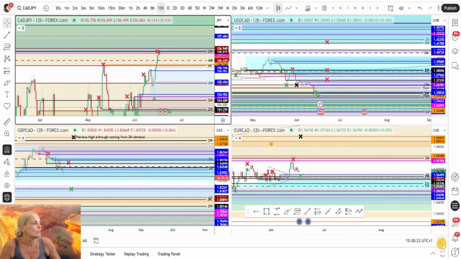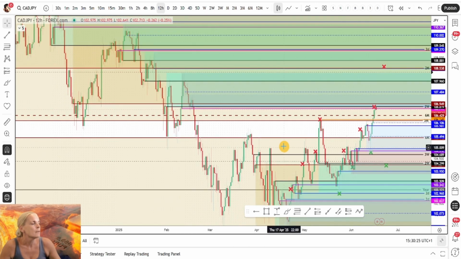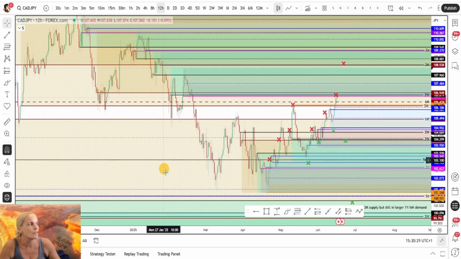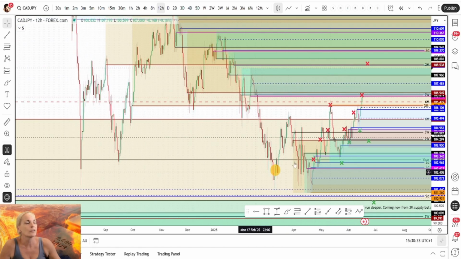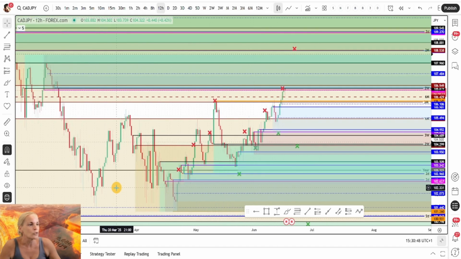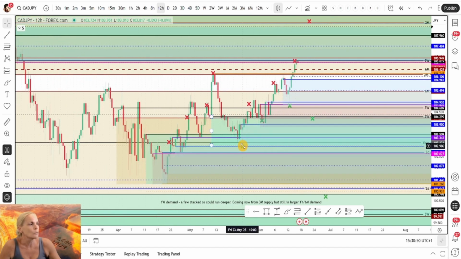And then finally on these, CAD yen, another one similar to the yen pairs, that's had the challenge of being in 6 month demand at the lows and then 3 month supply at the highs. So as you can see, I've been predominantly short biased. I think I was probably too aggressively short biased down here, and then short biased since we hit this. And then some long entries, and the long entries worked out all right as well.